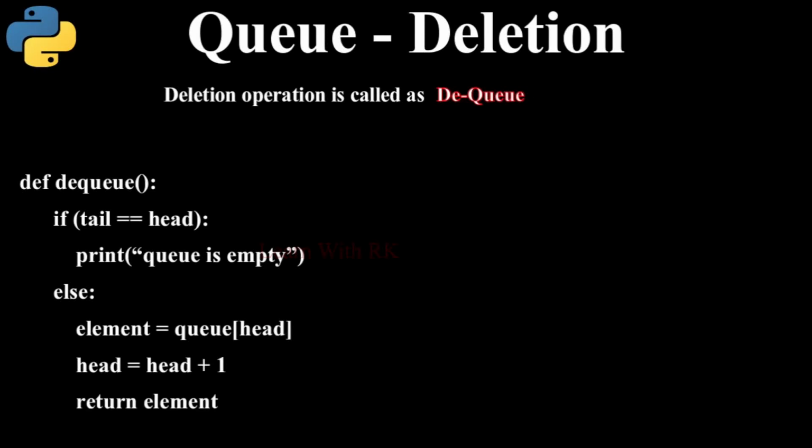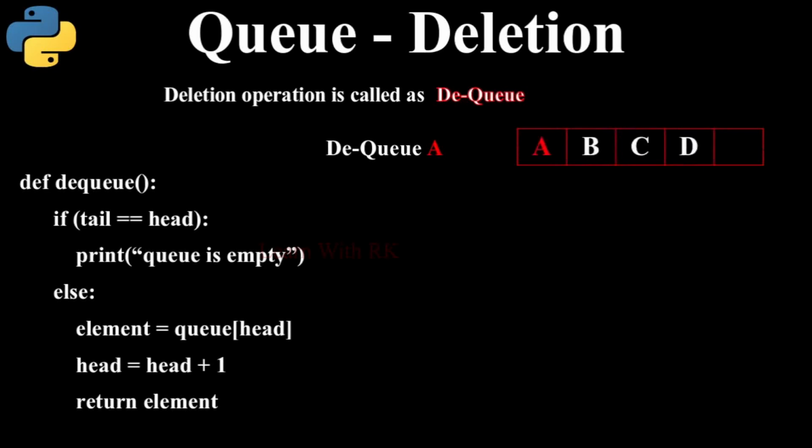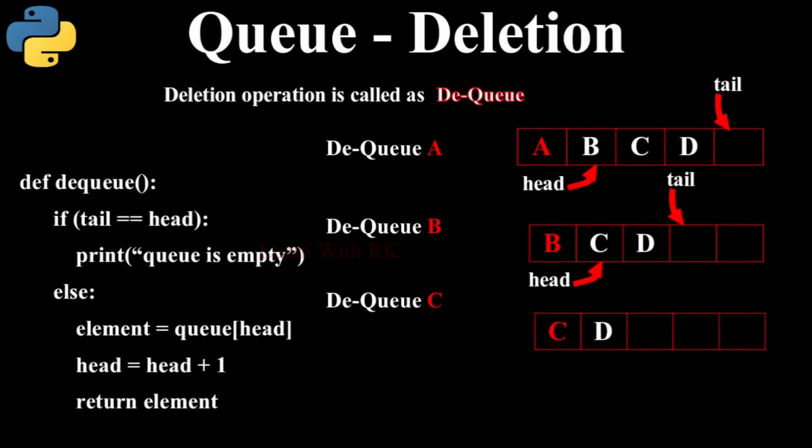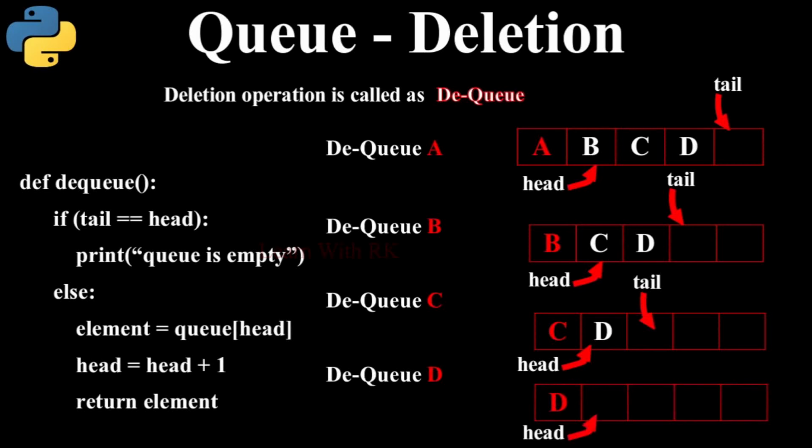Let's try to understand the dequeue operation by removing a few characters from the queue. I am removing the character A first, then B, then C, and finally removing the character D. In the dequeue operation, the tail stays where it is and the head only moves forward by deleting the element present at the head.